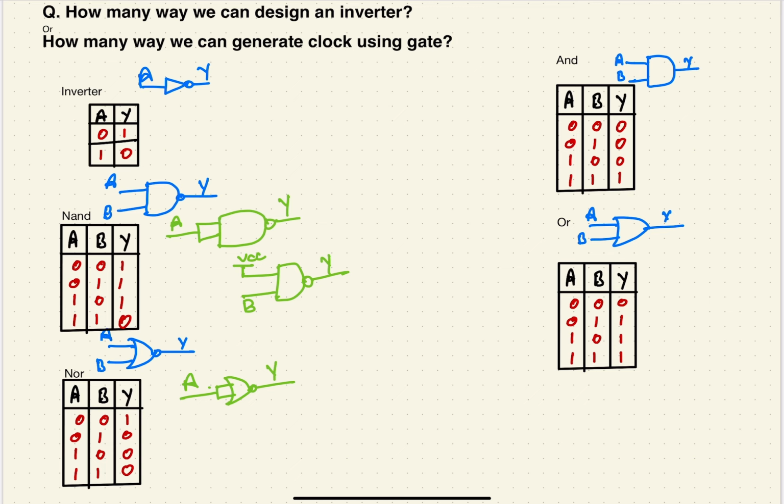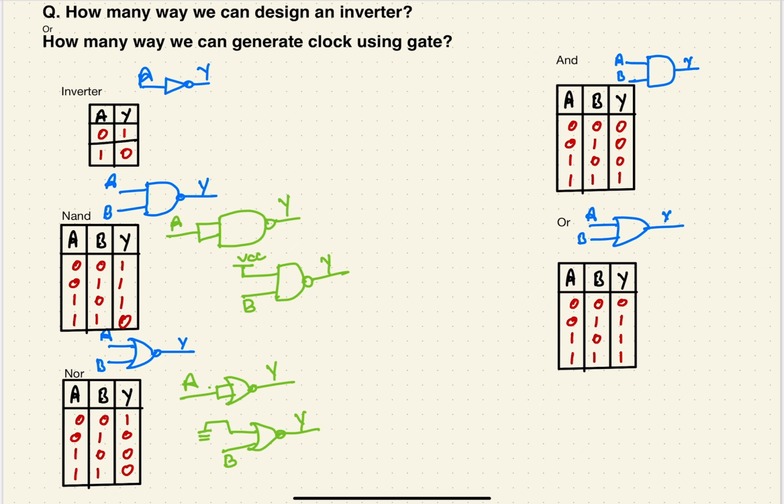So we can make one more combination, that is A should be grounded, and B as an input. So when B is 0, Y will be 1, and if B is 1, Y is 0. So it also acts as an inverter.